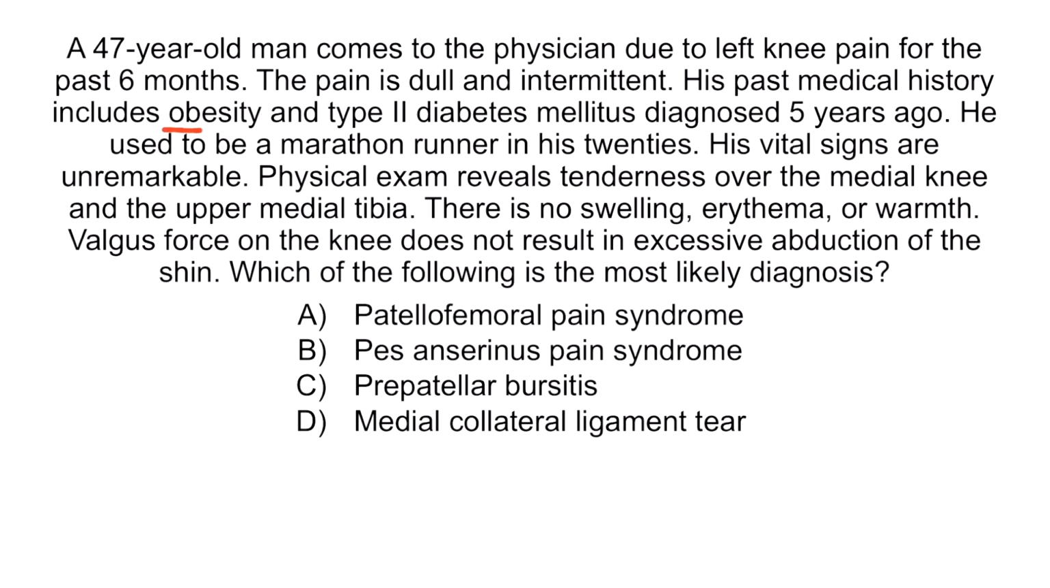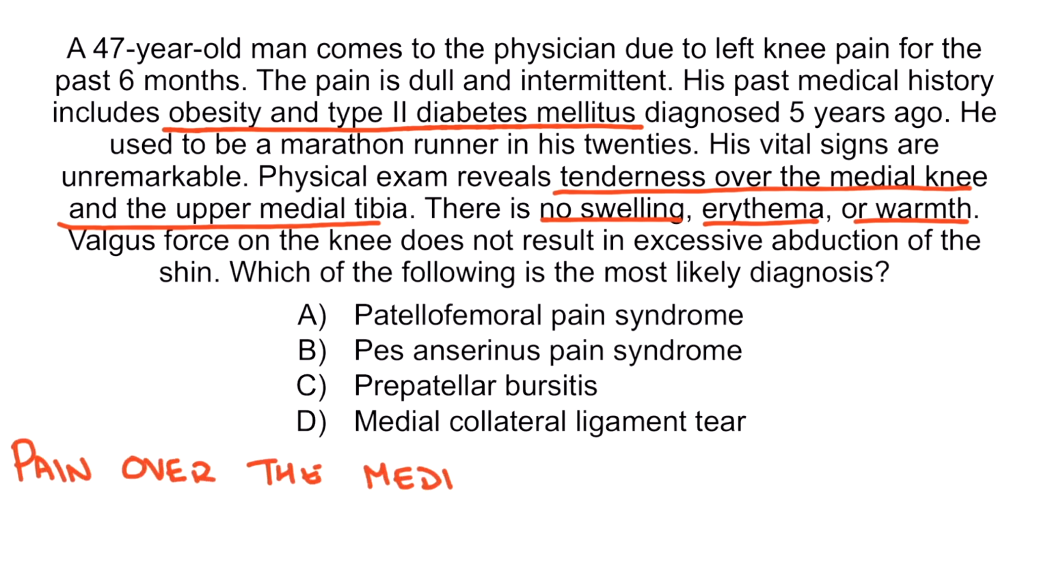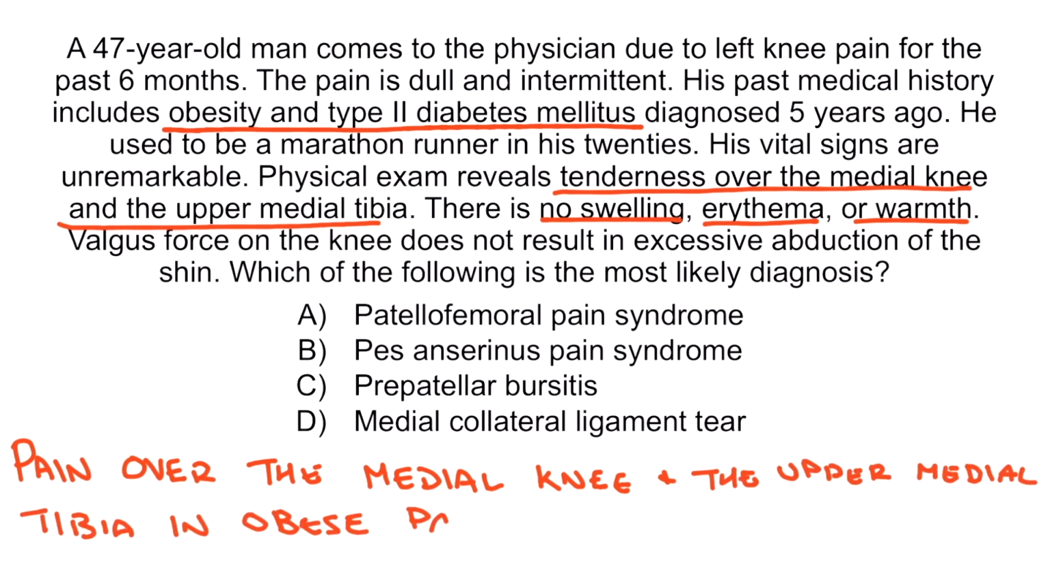This middle-aged man with obesity and type 2 diabetes mellitus presents with tenderness over the medial knee and upper medial tibia. There's no swelling, erythema, or warmth, making inflammation unlikely. Considering his comorbidities and the nature of the knee pain, the most likely diagnosis in this patient is Pes Anserinus pain syndrome. Pes Anserinus pain syndrome is an overuse injury at the insertion point of the tendons of gracilis, sartorius, and semitendinosus muscles. It's common in patients with obesity and type 2 diabetes mellitus. Therefore, the correct answer is option B.